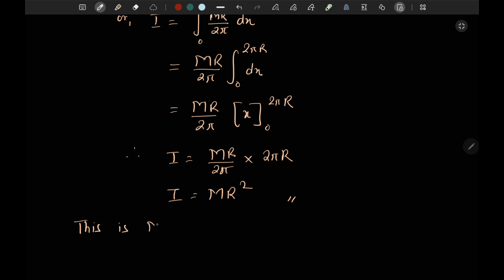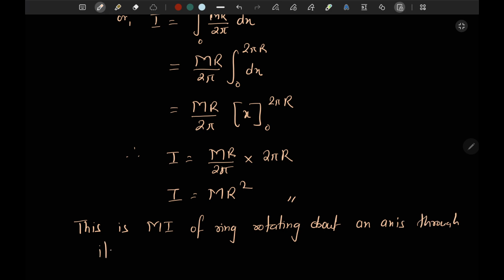This is the moment of inertia of the ring which is rotating about an axis which is passing through its center and perpendicular to its length.